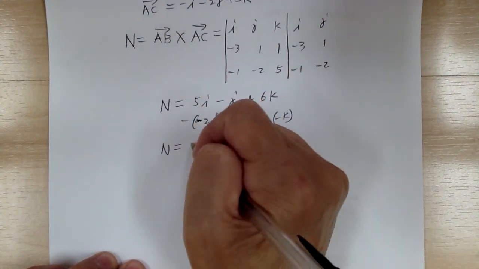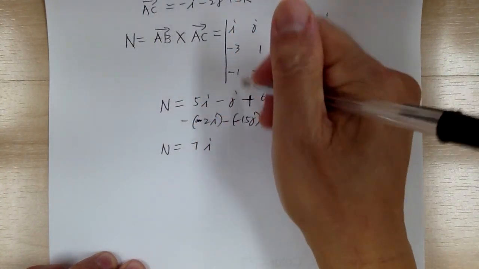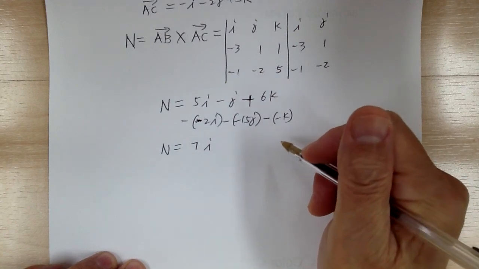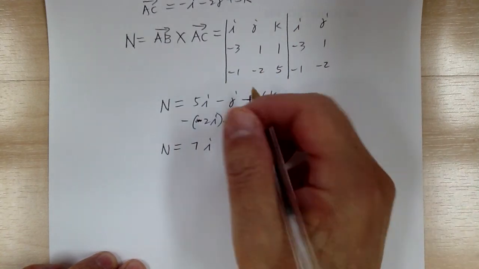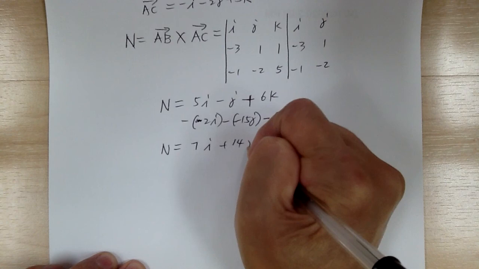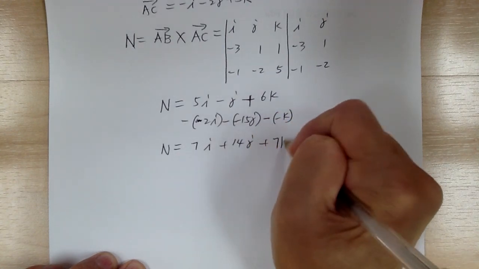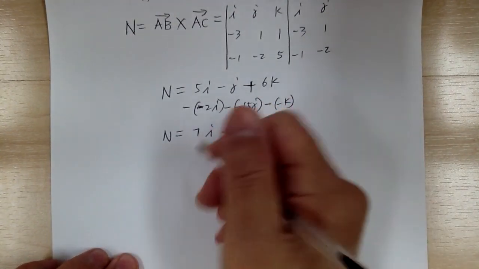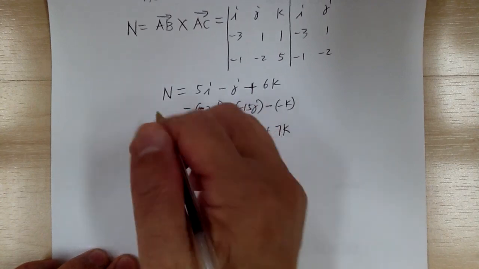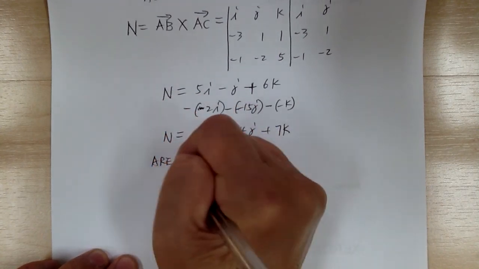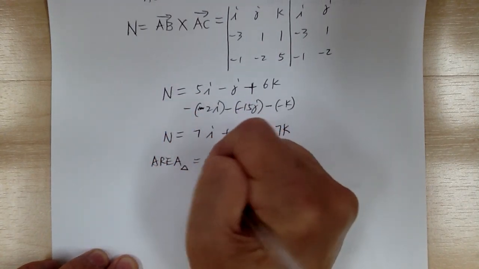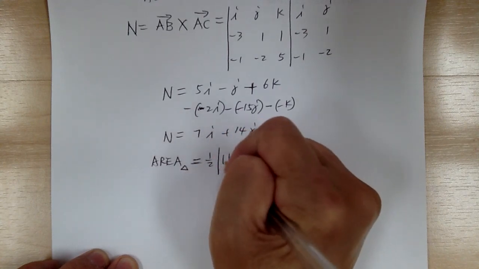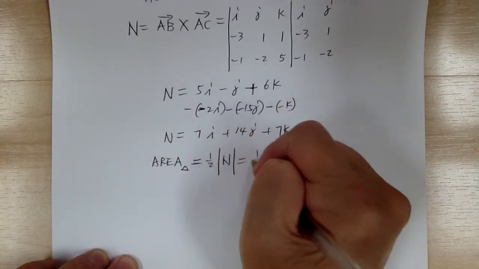So this one is going to be 7i, and notice I always note the i, j, and k, right? So again, that will help you to cut down mistakes. Okay, plus 14j plus 7k. So now once you find your normal, now you can find the area of the triangle. So the area of the triangle equals 1/2 of the magnitude of the normal. And so this will equal 1/2.